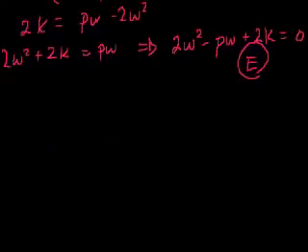Next question. Problem 247. An arithmetic sequence is a sequence in which each term after the first is equal to the sum of the preceding term and a constant.